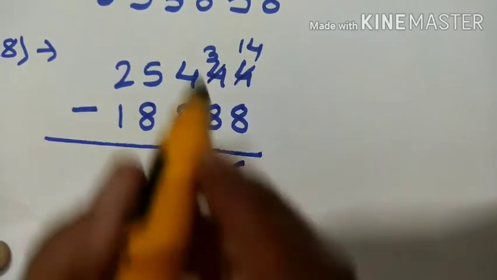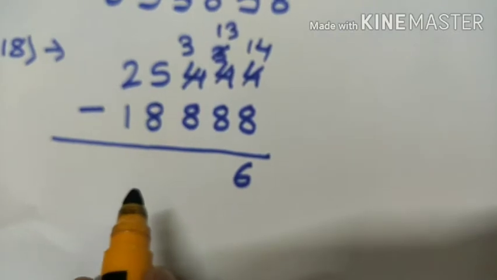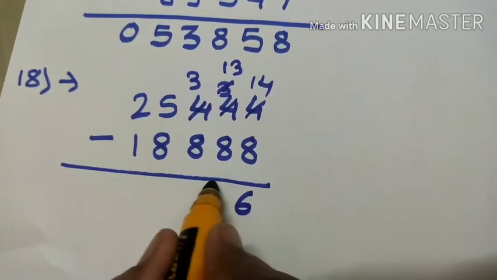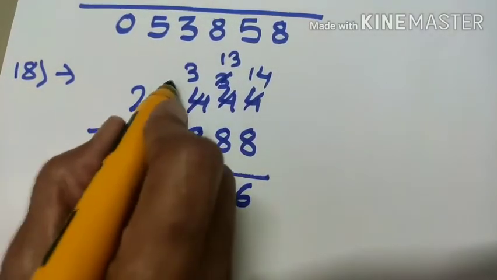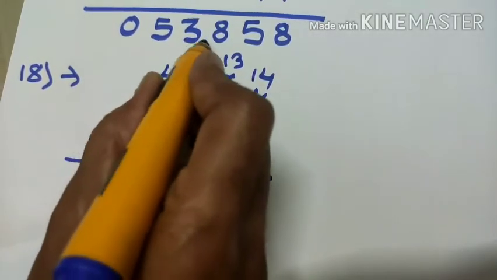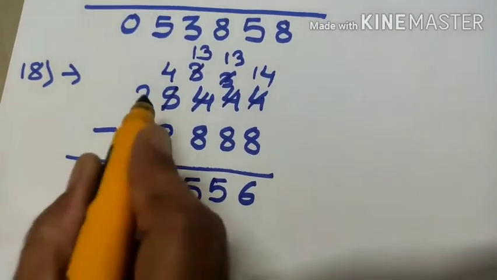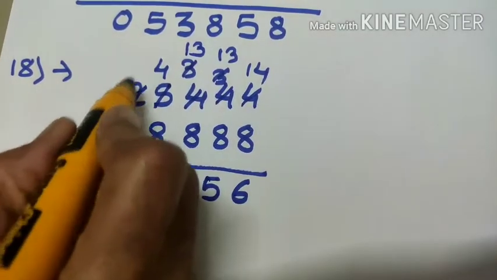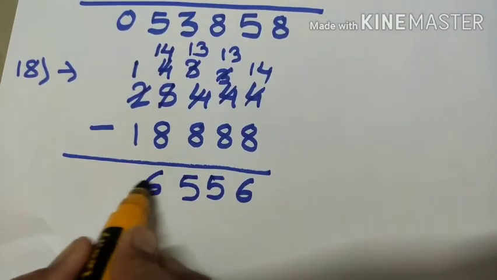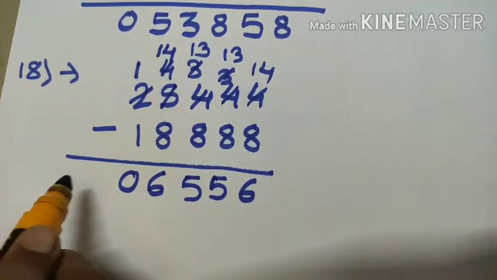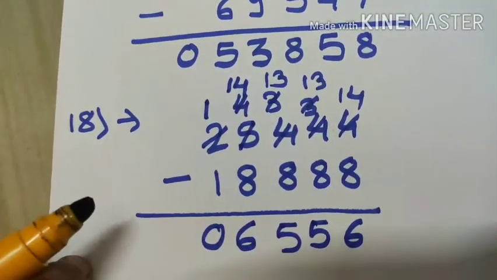3 minus 8 you cannot do. So, borrow number from 4. It is 13. 13 minus 8, that is 5. Now again 3 minus 8 cannot do. Borrow number from 5. It is 13. 13 minus 8, 5. 4 minus 8 cannot do. Borrow number from 2. 14. 14 minus 8, 6, and 1 minus 1, 0. Like this you have to solve the other two questions. Now see the next question.